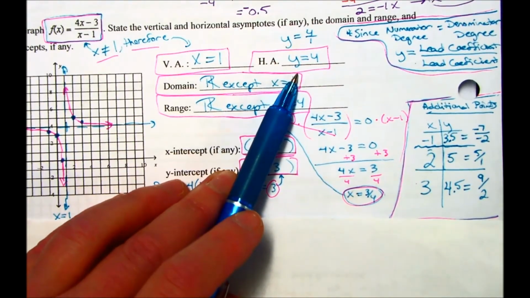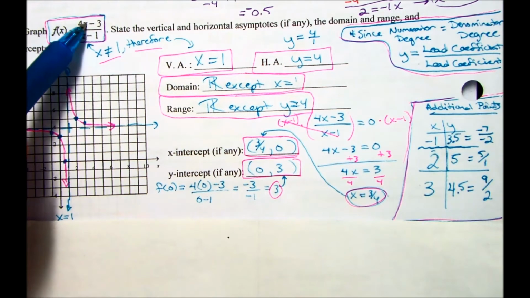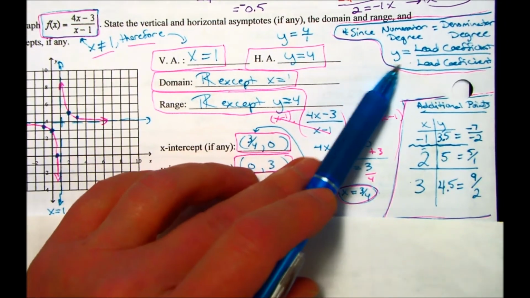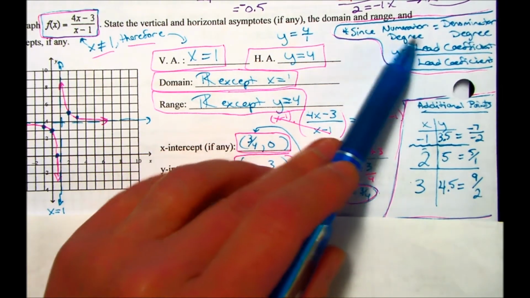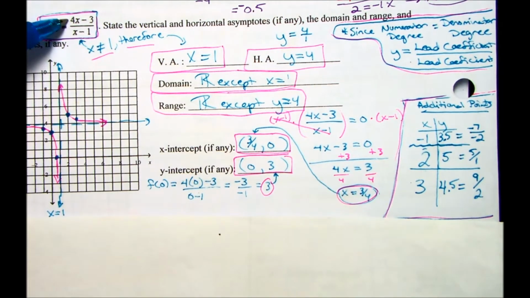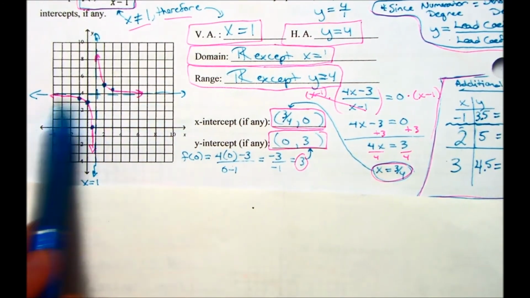There are 3 rules for your horizontal asymptotes. If the degree of the numerator, which in this case is 1, is the same as the degree of the denominator, which is also 1, then your horizontal asymptote will be y equals the leading coefficient of the numerator over the leading coefficient of the denominator. So the leading coefficient of the numerator is 4. The leading coefficient of the denominator is 1. 4 over 1 is going to be 4. So there's our horizontal asymptote.